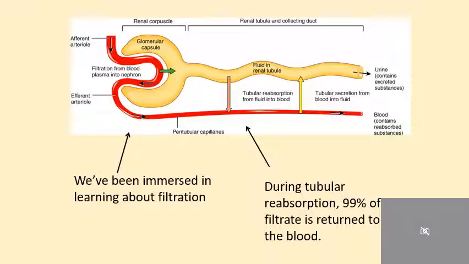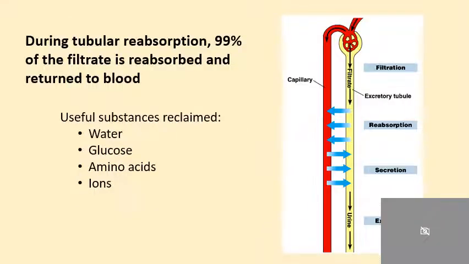For the last few minutes, we've been focused on some of the details around filtration, but don't forget, after filtration, reabsorption and secretion occur, and during reabsorption, 99% of the filtrate is removed from the renal tubules and returned to the blood. So 99% of the water gets returned to your blood. All of your glucose, all of the amino acids, most of the ions are reabsorbed, which is why we excrete such a relatively small amount of urine given the vast quantity of filtrate that we make in a 24-hour period.